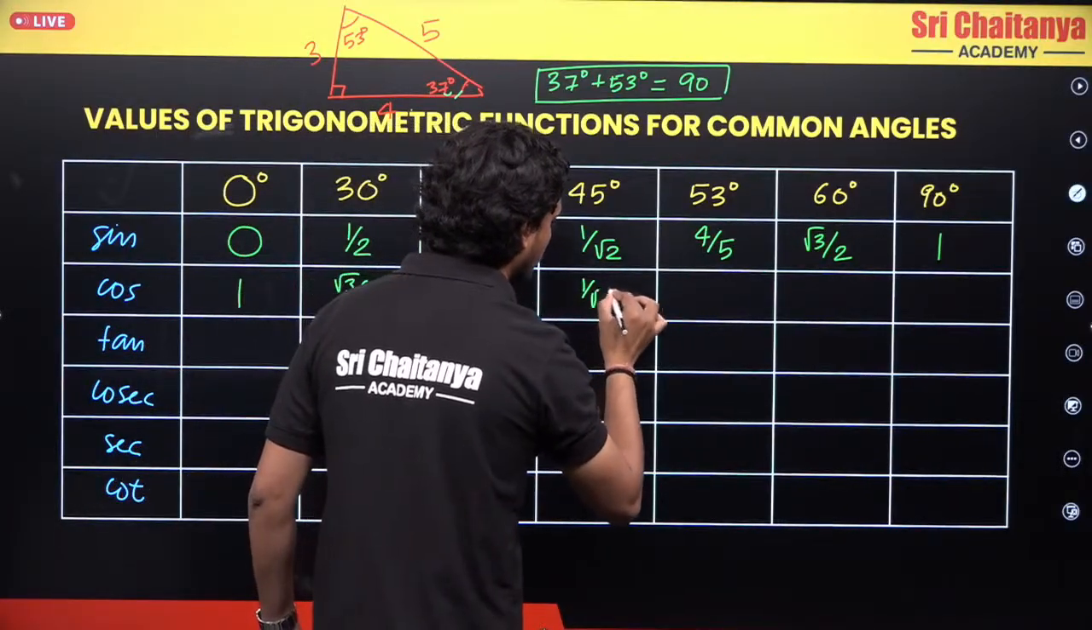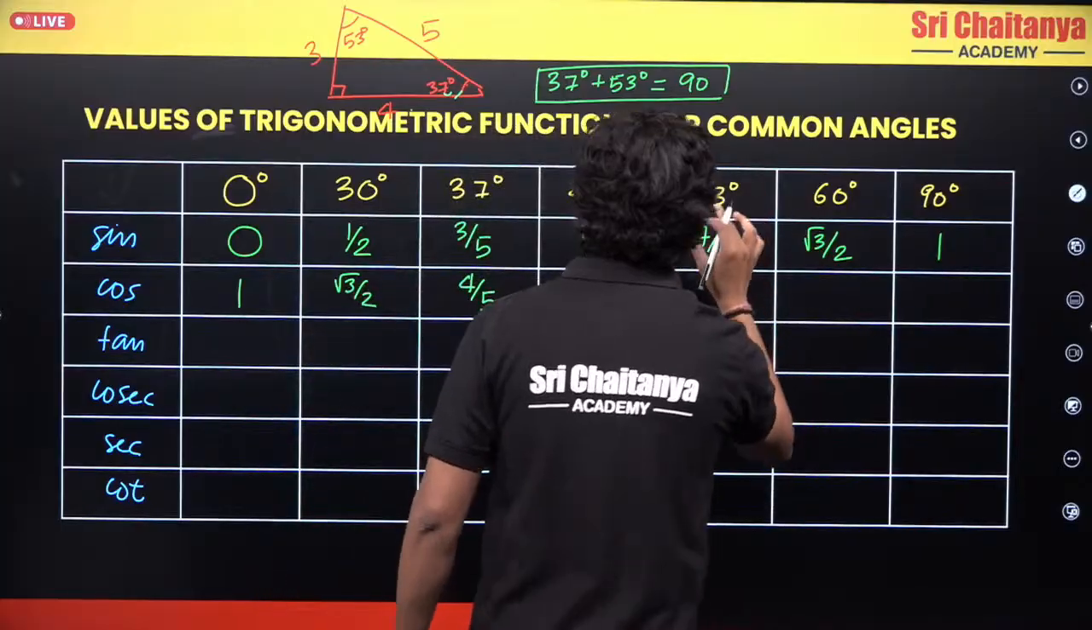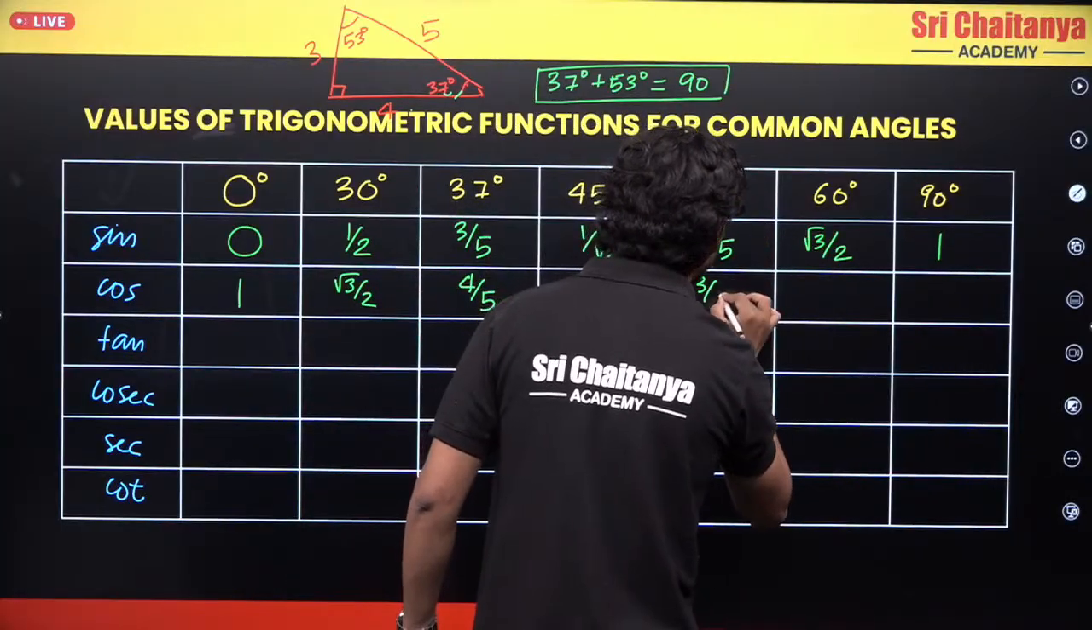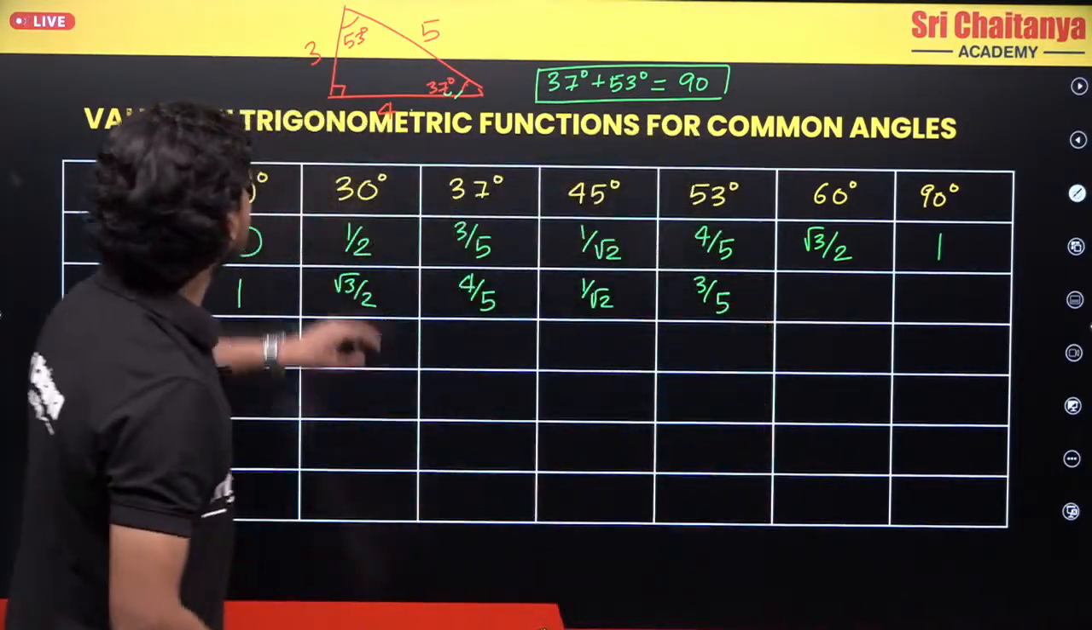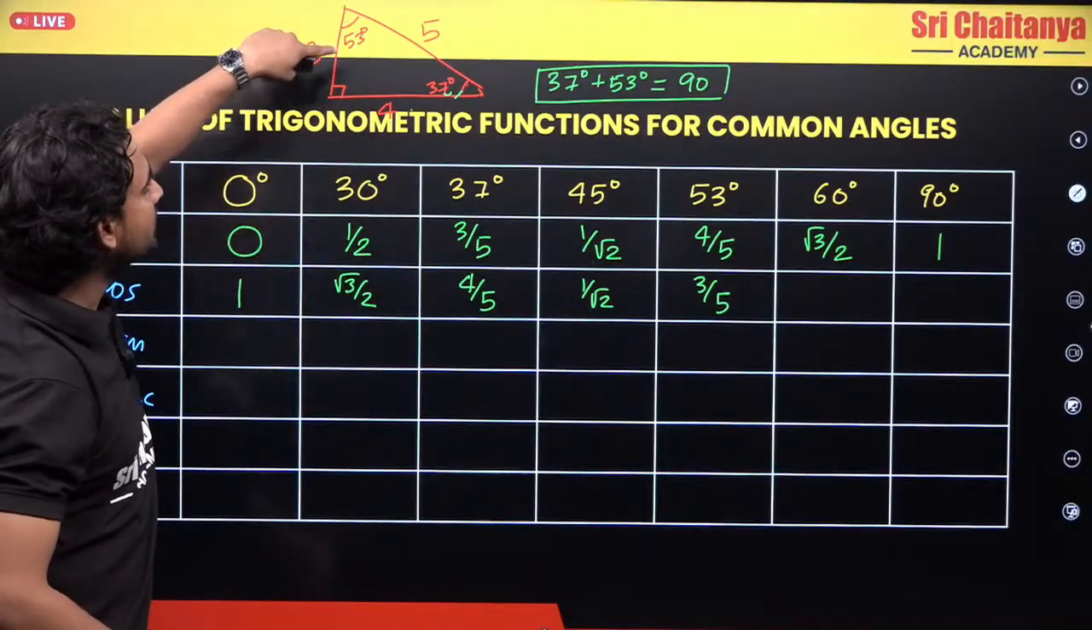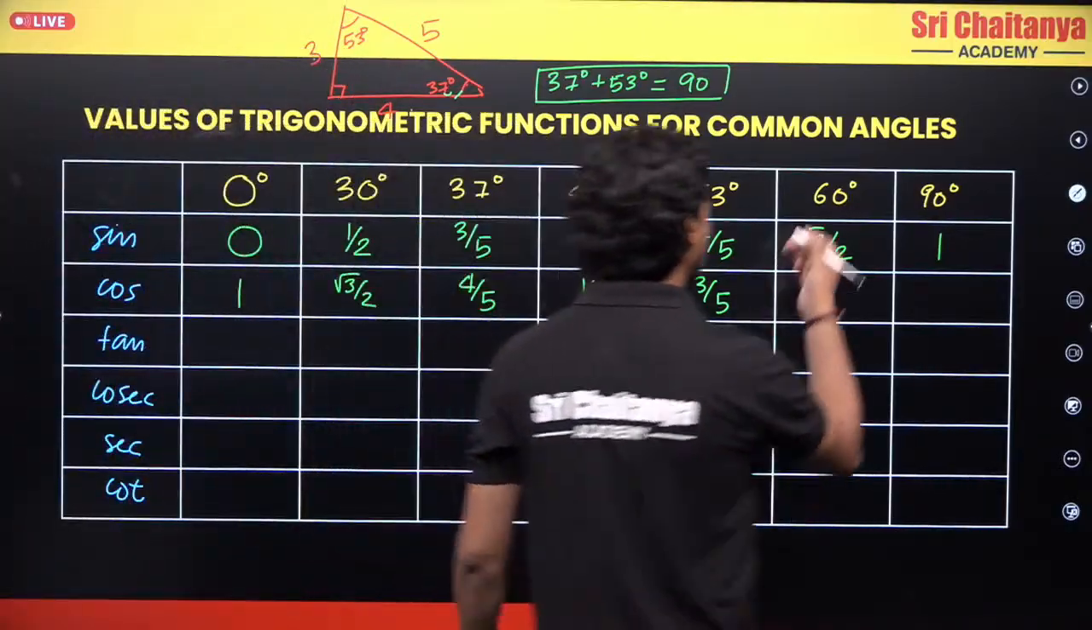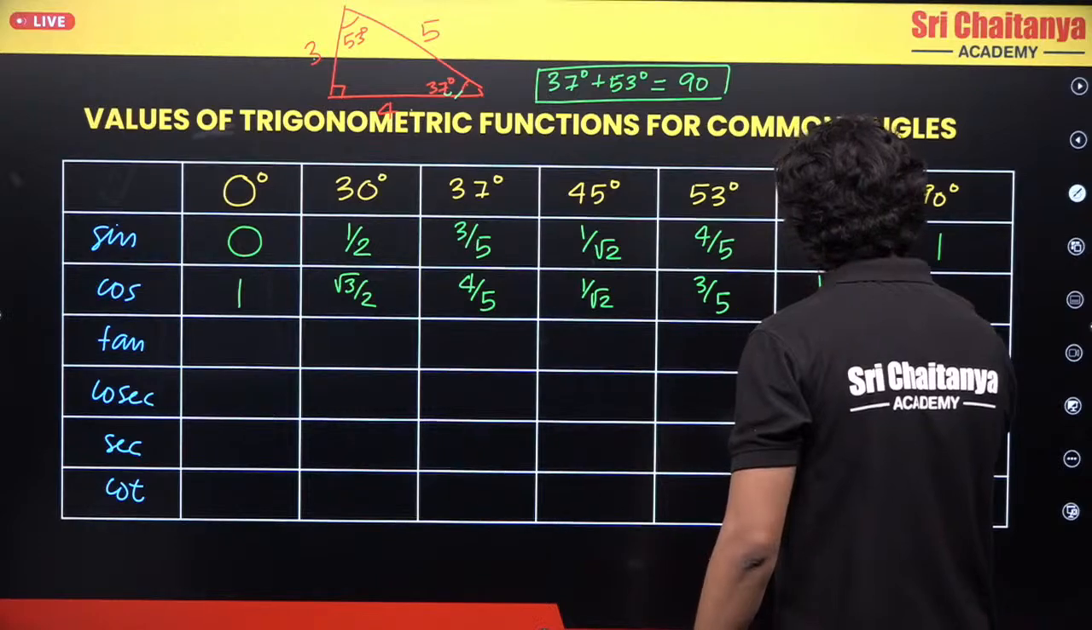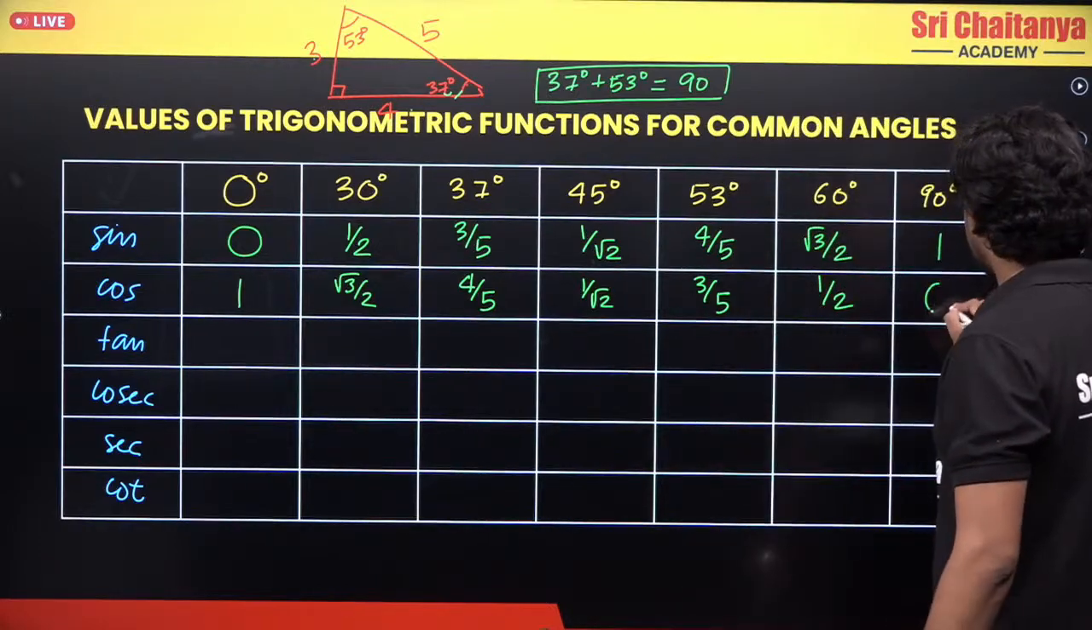Cos 45 is 1 by root 2. Cos 53 will become 3 upon 5. How 3 upon 5? Because for 53, this is the base and this is the hypotenuse. So 3 upon 5. Cos 60 is 1 by 2 and cos 90 is 0.